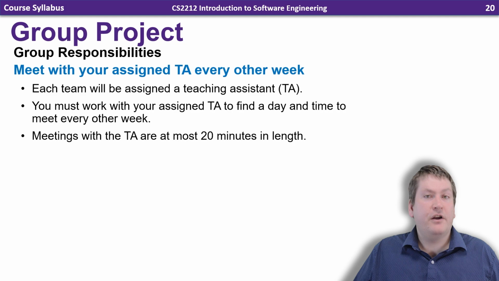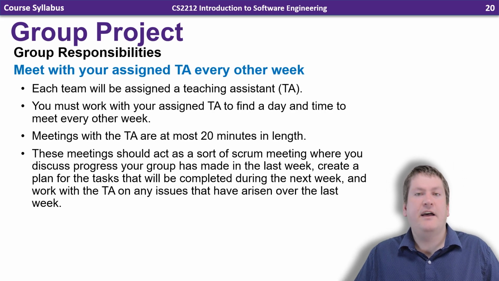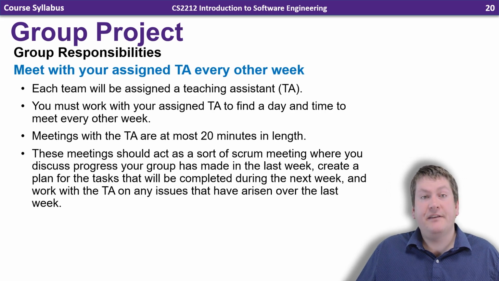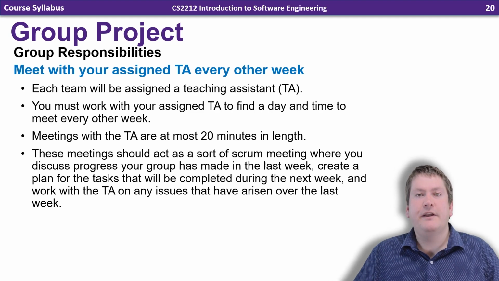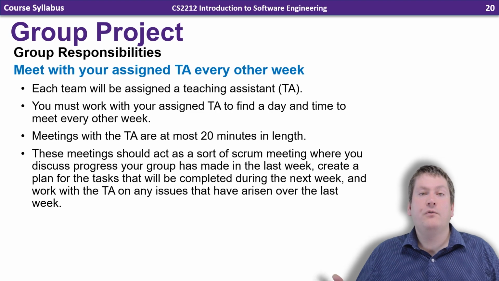Meetings with the TA are going to be at most 20 minutes in length. The goal of these meetings is to be a sort of scrum meeting where you discuss the progress your group's made in the last week or two. You create plans and tasks for the next week that you're going to complete. And you work with the TA on any issues that have arisen over the last week.